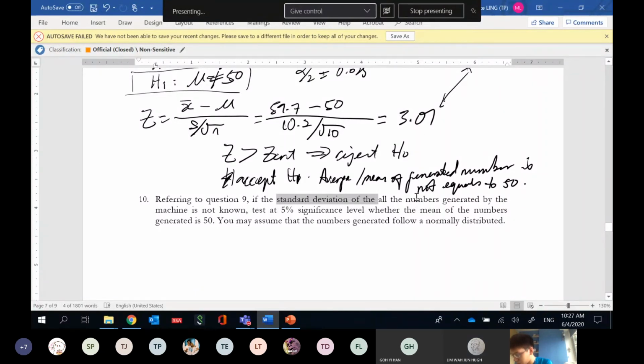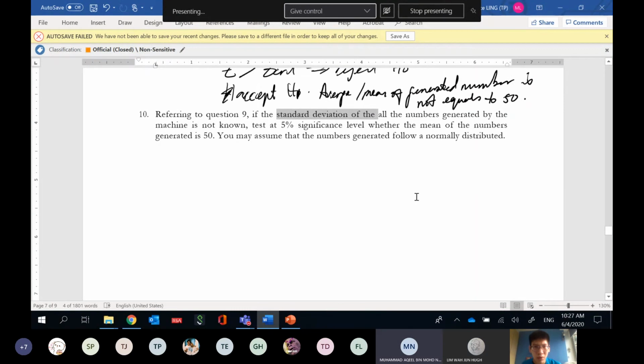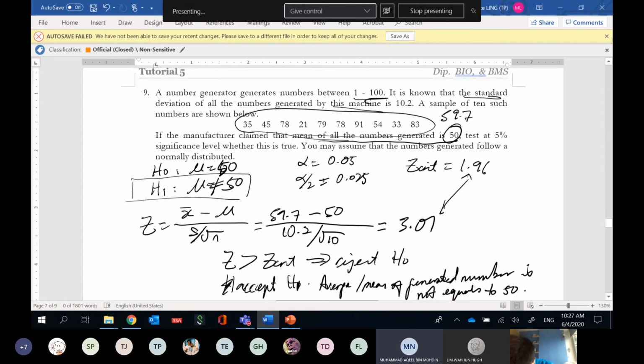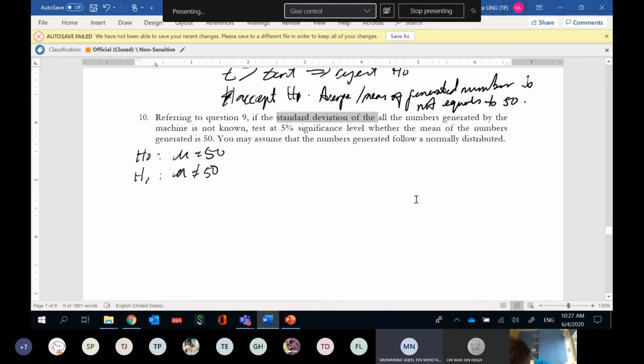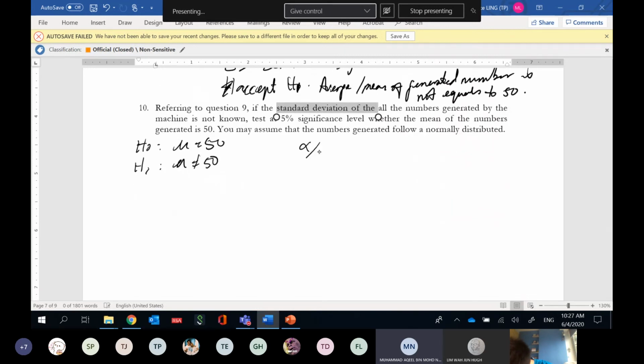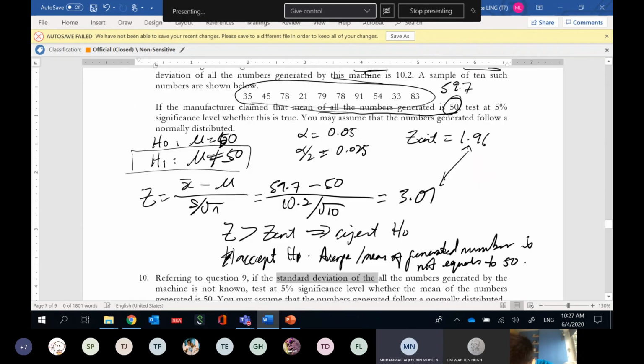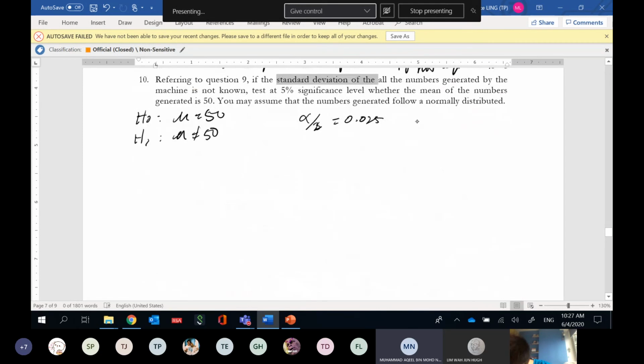Yes. Okay, question 10. H null is 50. Yes, H null is 50. Which one? Not equal to 50. It's the same as above, right? Not equal to 50. Okay. Then here the alpha is the same, alpha divided by 2 will be 0.025. So what are the degrees of freedom? 9. 9, correct. Okay. So the critical value for 0.025 and 9.